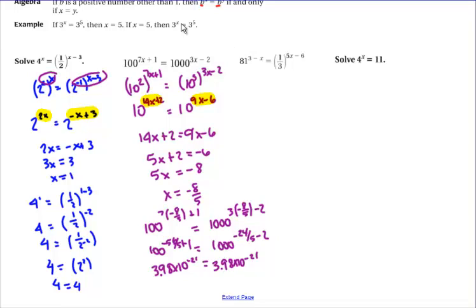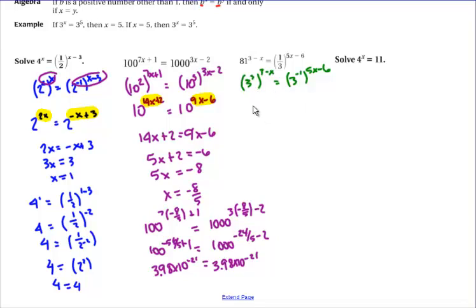Look at the next guy. So I've got 81 to the 3 minus x, so 81 is 3 cubed to the 3 minus x power, and that equals 3 to the negative 1 to the 5x minus 6 power. And so how do you handle these guys? Well, just the same thing.